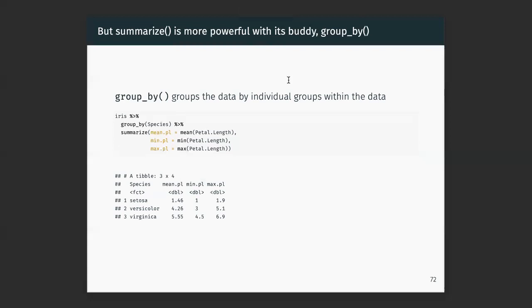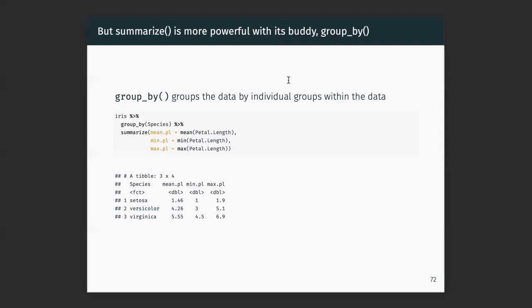Okay, summarize is more powerful with its best friend group by. What group by does, says take iris, group it by species. Typically we're going to use group by with a categorical variable or a character. In this case, we have a natural organization to the data frame already, right? The data are grouped by species. Species are a natural grouping. We expect species to be similar to each other. So let's group them by species and then compute a summary.